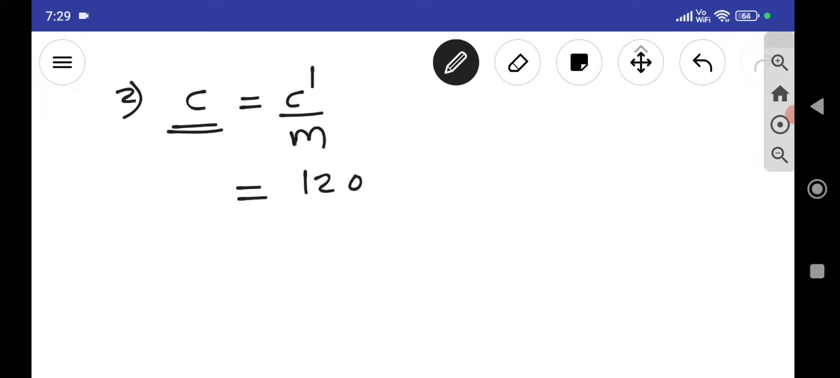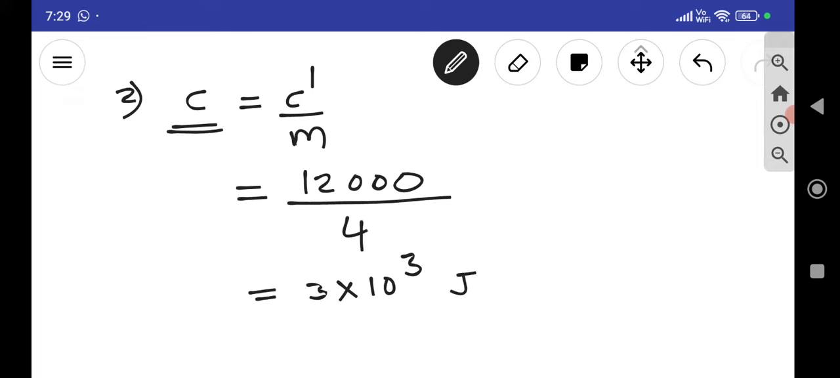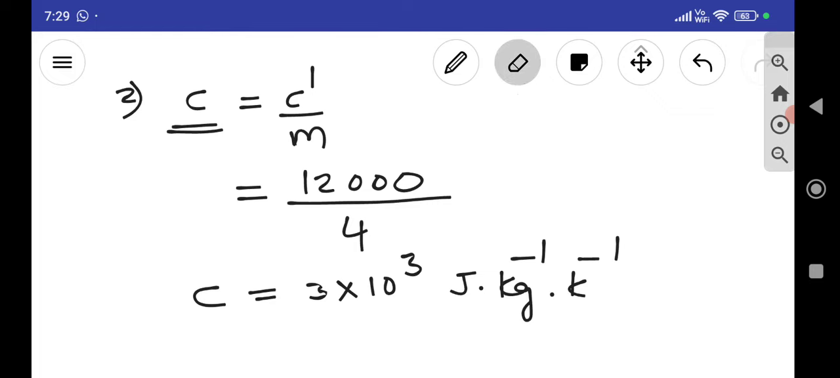Now second question they are asking specific heat capacity C. So you know that C is equal to C dash by M, and from the previous question we found that it is 12,000, and what is mass here? 4 kg. So finally on cancellation you get 3 into 10 to the power of 3 joule per kg per Kelvin. So you get specific heat capacity. Next let us go to question number 8.